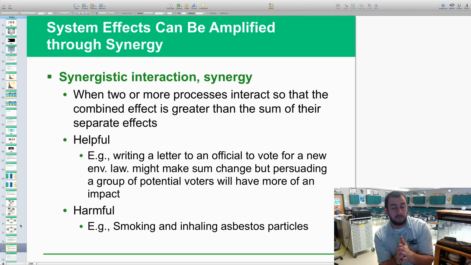The harmful kind would be if you smoke and you are living in an area that has a lot of asbestos particles floating around. That's a double whammy for lung cancer. With both those things combined, you have a greater chance of getting lung cancer and probably more damage done to your lungs.